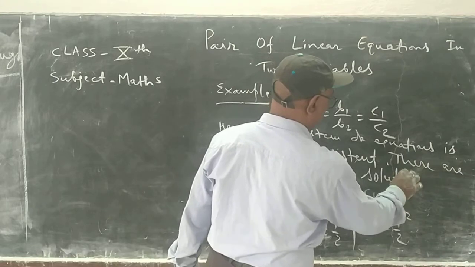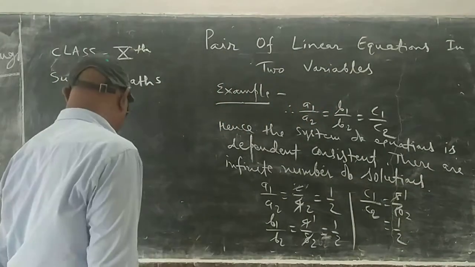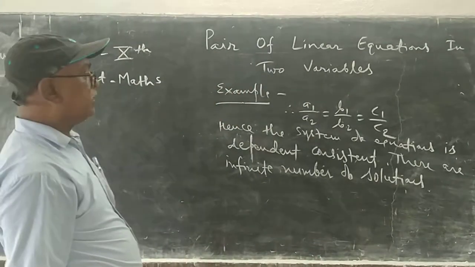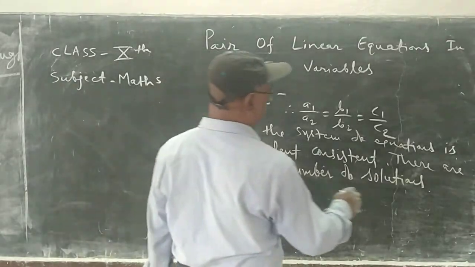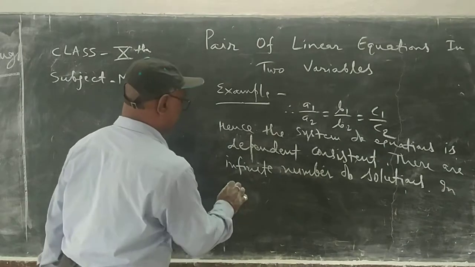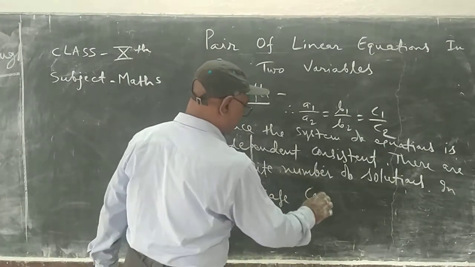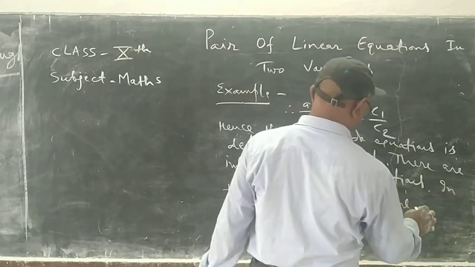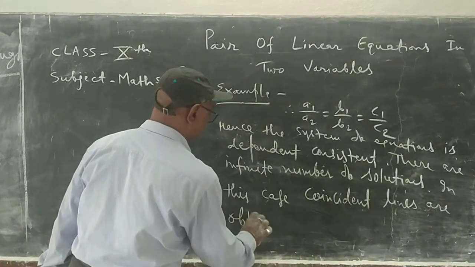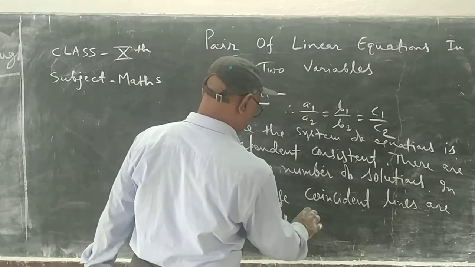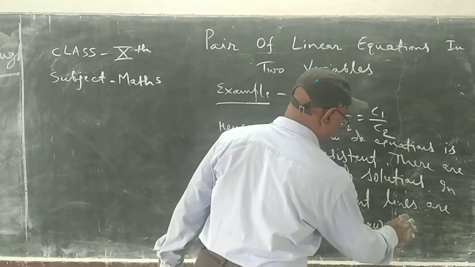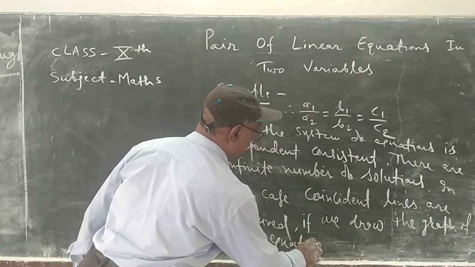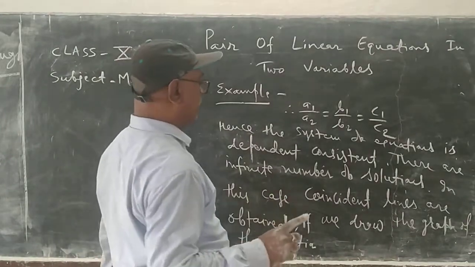If you draw the graph of the equations, you will get coincident lines. Both lines will overlap each other. That's why we say that coincident lines are obtained. In this case, in the graph, coincident lines are obtained.